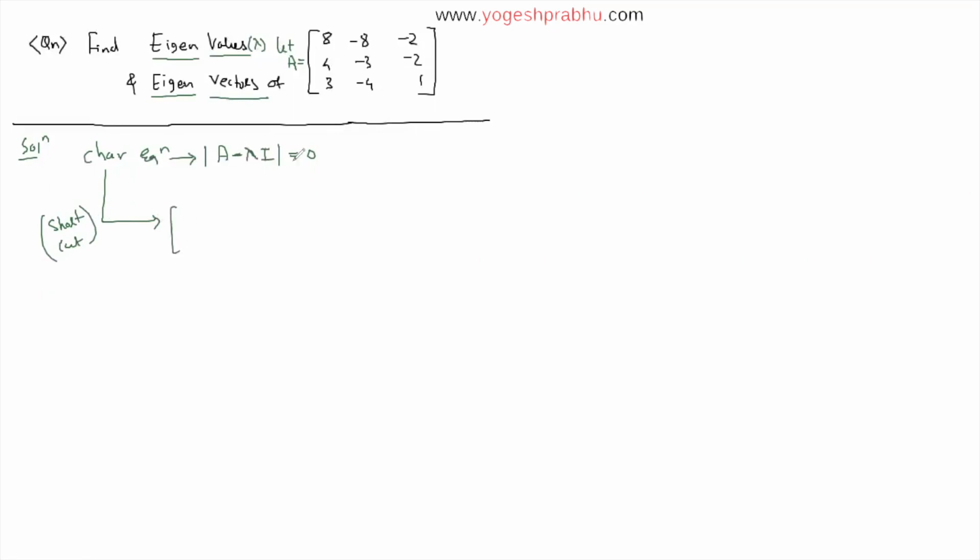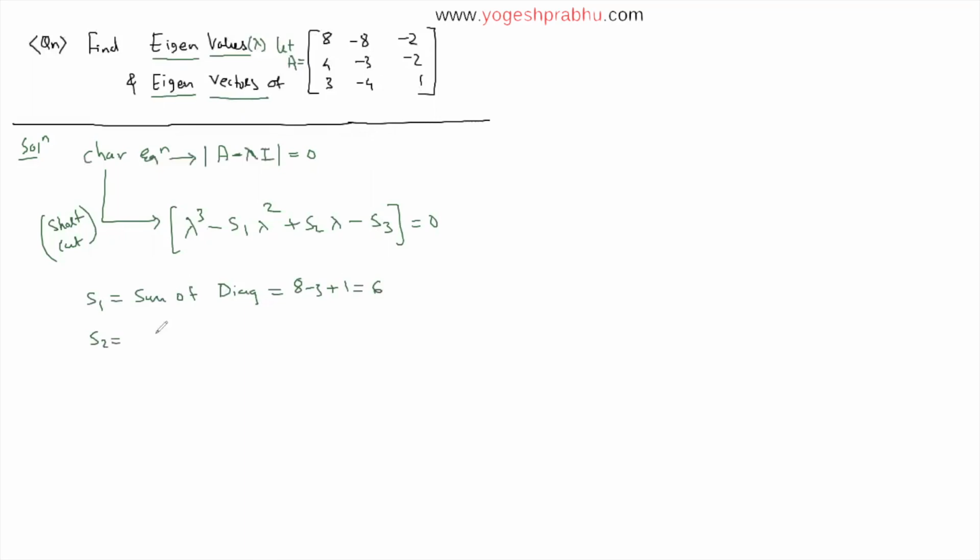Instead of writing like this, we directly write down the equation, which looks like this: lambda cube minus S1 lambda square plus S2 lambda minus S3 equal to 0. This equation is equivalent to writing it like this. Here, S1, S2 and S3 are unknowns, and I'll tell you what they are now. S1 is the sum of diagonal values. What are the diagonal values of A? You have to sum them up: 8 plus minus 3 plus 1. The value here is 6.